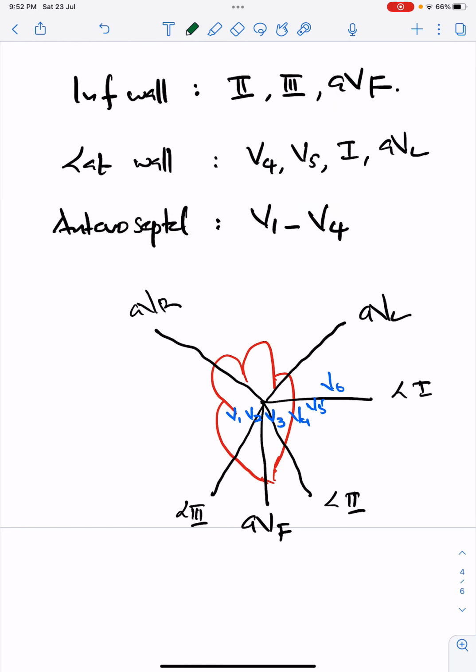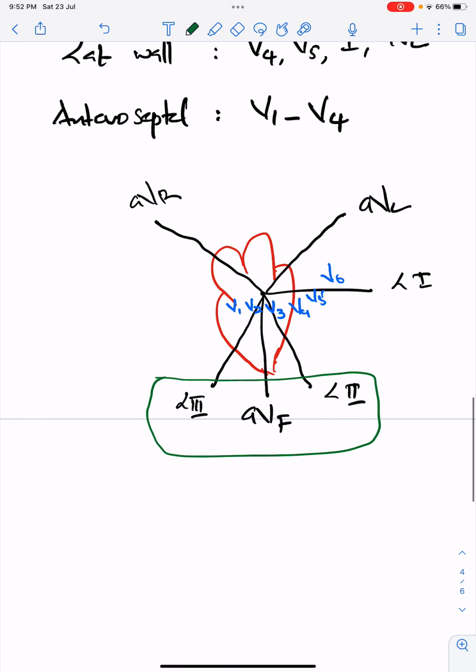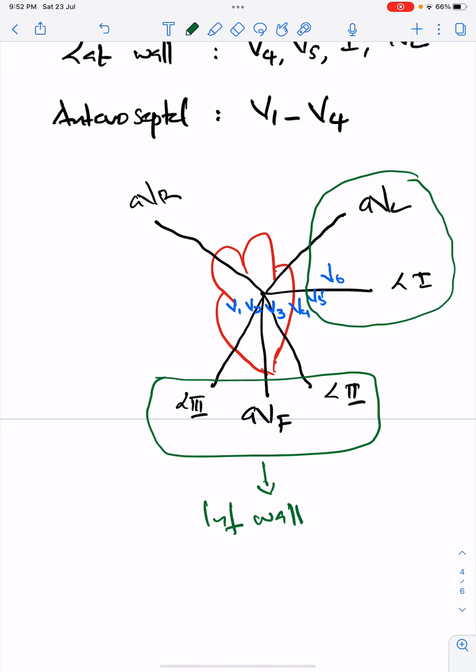So these 3 leads correspond to the inferior wall, and in the lateral part these leads V5, V6, AVL and lead 1. This is the lateral wall. Again these leads represent the anteroseptal wall.